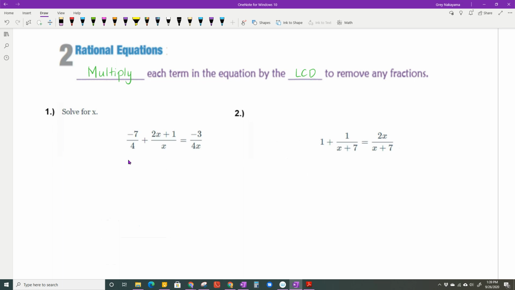So how do I do that? So the first one, I'm going to multiply by x over x. Then I have 4x on the bottom. The next one, I'm going to multiply by 4 over 4. And then I will have 4x. So now they all have a 4x on the bottom.